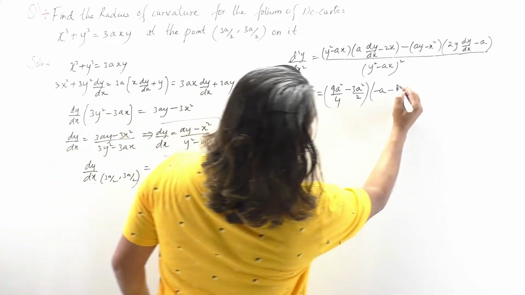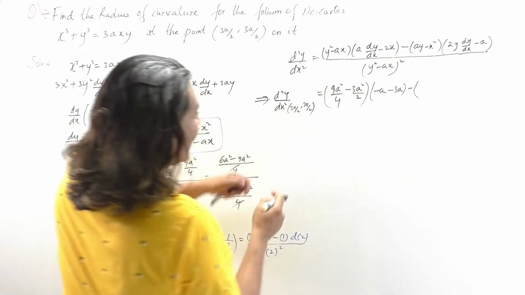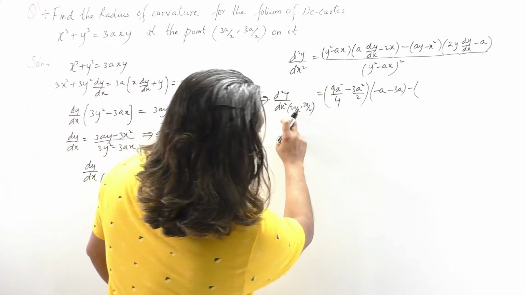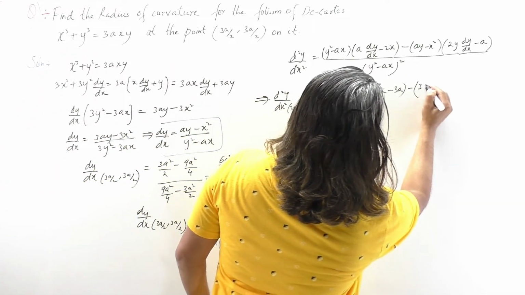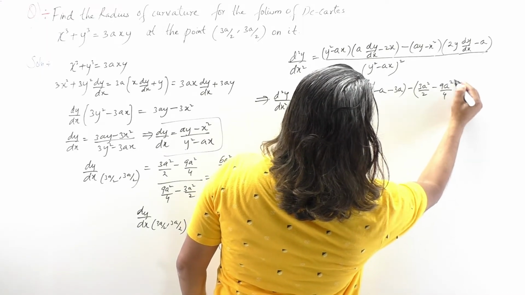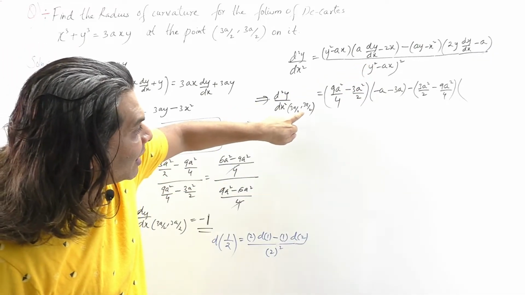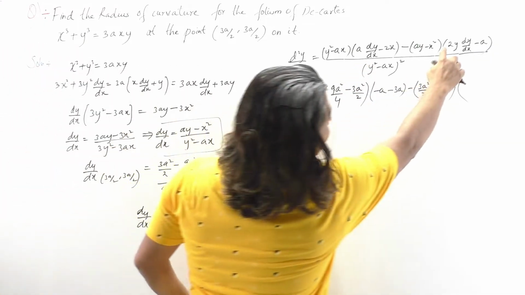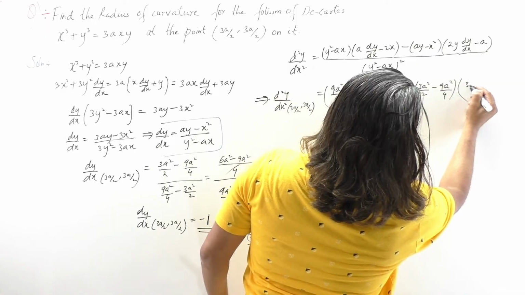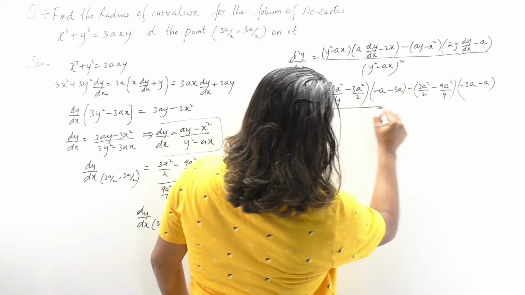2 cancels. We get 3a, minus a into y, that is a into 3a by 2, is 3a square by 2, minus again 9a square by 4. Then 2y dy by dx. What is y again? 3a by 2. See, 2 into 3a by 2, 2 cancels, we get 3a. And dy by dx is minus 1, so minus into minus.